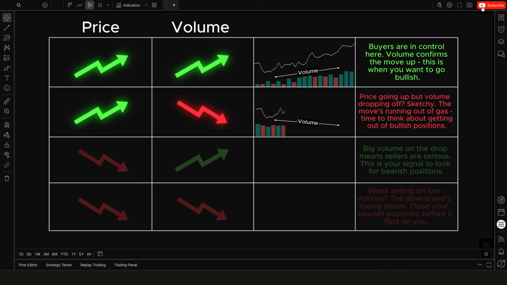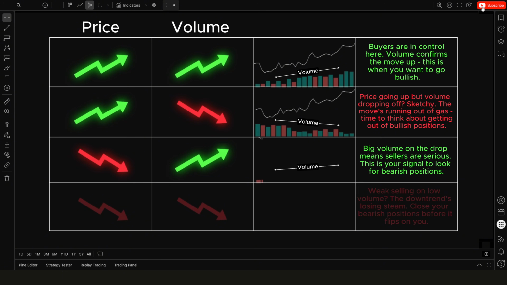But if the price is going up and the volume is dropping, then that means that that bullish move is starting to get weak. So there's less traders involved. And even though the price is going up, this is a place to be cautious. This is where I would start to look for signs of a pullback or a reversal. Now, on the flip side, if the price is dropping and the volume is going up, then sellers are in control. So this is a strong downtrend, and this is where I would think about taking bearish positions.